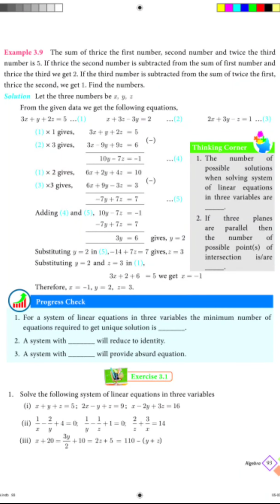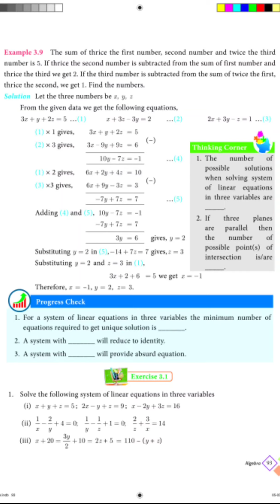Let us say example 3.9. It's in page number 93. The sum says about three numbers. The first statement is the sum of thrice the first number, second number and twice the third number. Sum means we have to add it up. Not only the three numbers, look at the sentence carefully. Thrice the first number, second number and twice the third number. When we add them up, it is 5.